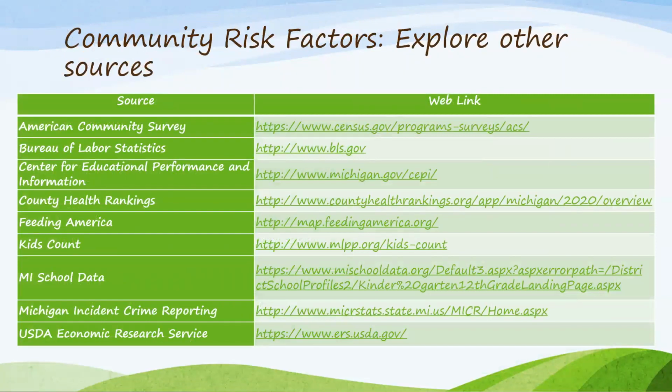There are many data sources that can help you take a deeper dive into community risk factors. This slide highlights sources you can explore as you work to create a complete picture of the risk profile of your community. These sources are also listed in the hard copy of the Exploration and Planning tool. Let's look at a few examples of data pulled from these sites.